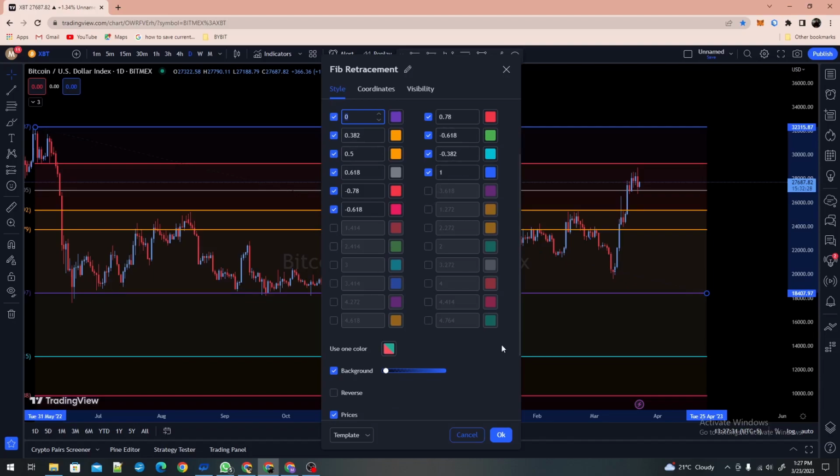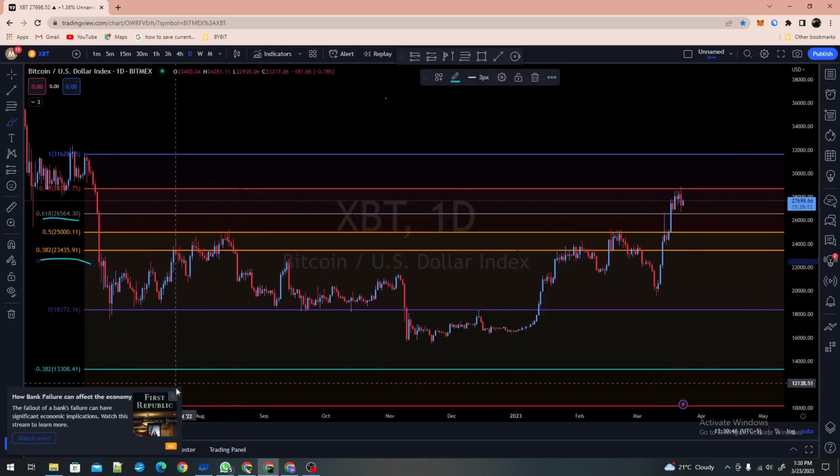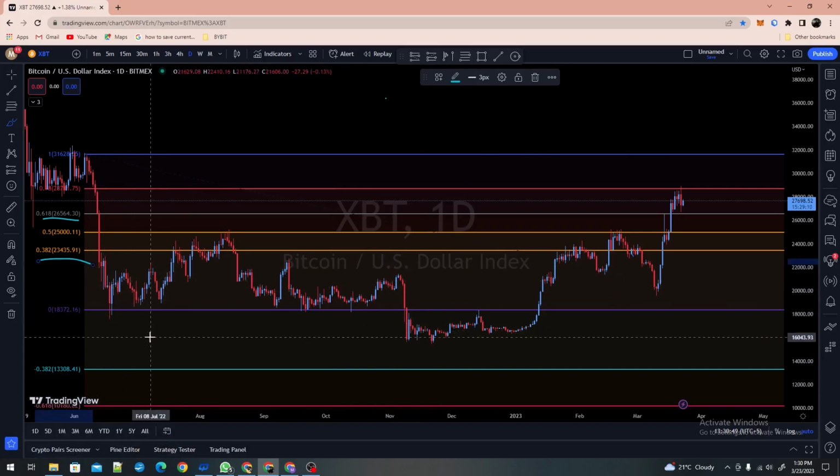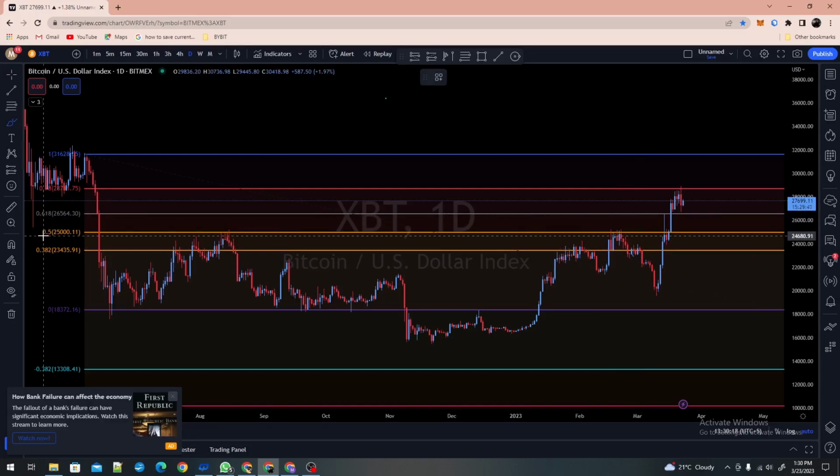Now all set. If the price is moving upwards and reaches the 0.382 level, it could find support and bounce back up. If the price breaks below the 0.382 level, it could indicate a further drop in the price. The 0.5 level is a key level of Fibonacci retracement, which often acts as a strong support or resistance level.